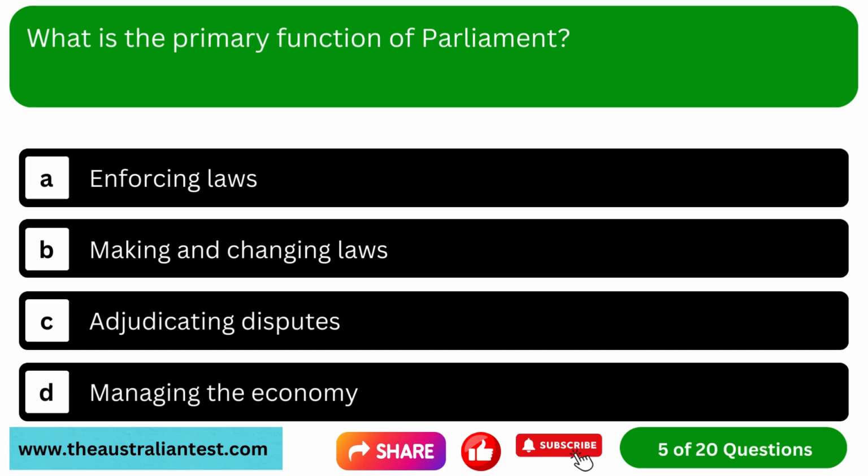Question 5. What is the primary function of Parliament? Option A, enforcing laws. Option B, making and changing laws. Option C, adjudicating disputes. Option D, managing the economy.